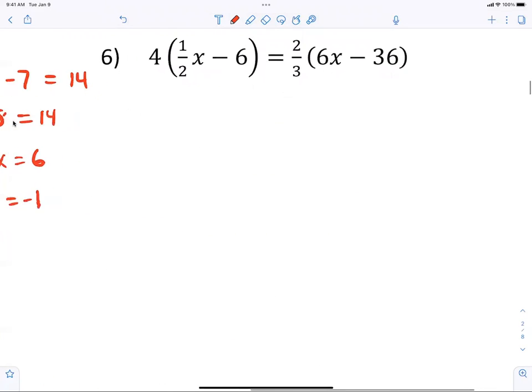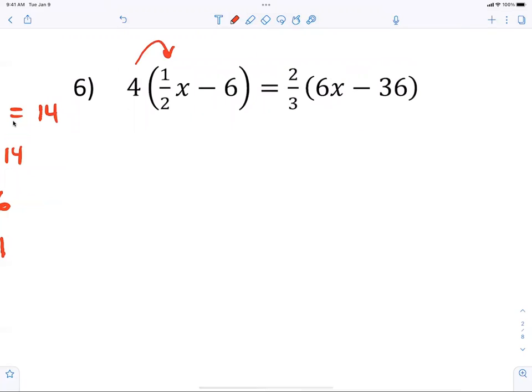All right, so let's go back to number four. Distribute 4. And what's that going to be? 2x. Yes, you're right. Equals. Now remember, divide by 3 first. 2 times 2 is 4. 4x. And then. That's how easy. Very easy.